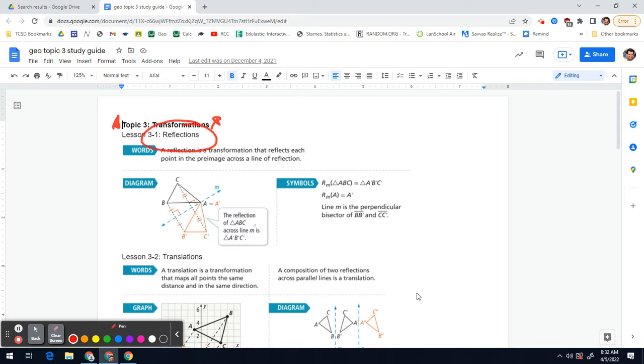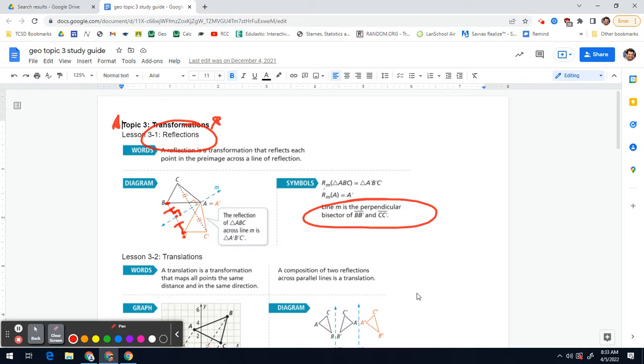So reflections are where you kind of flip across a line. So in this picture here, line M is the line of reflection. We're flipping triangle ABC across that line. Again, one of the important things to remember is that the reflection line is the perpendicular bisector between your pre-image and your image. So if you connect B, the pre-image, to B prime, the image, this line of reflection should go perpendicularly through that segment, and the distance between the pre-image and the line should be the same as the distance between the image and the line.